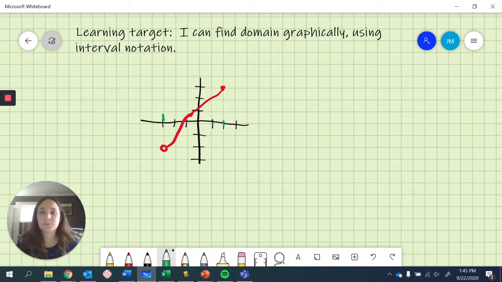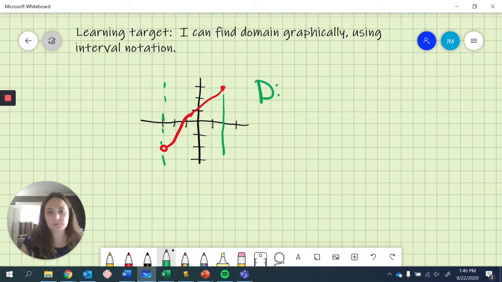Hi guys, today we are going to continue talking about domain. This time we're going to do domain graphically using interval notation. So remember, domain represents the x values. Here is where my graph starts, where x is -3, and it goes all the way to where x is 3. Notice I did a dashed line at -3 because of the open circle. That matters when we do our interval notation.